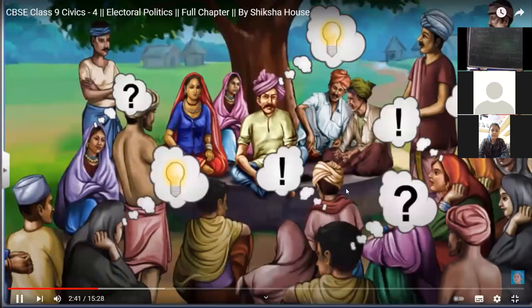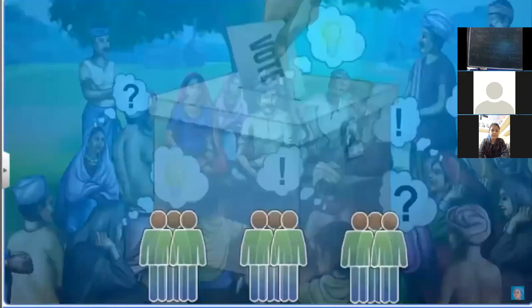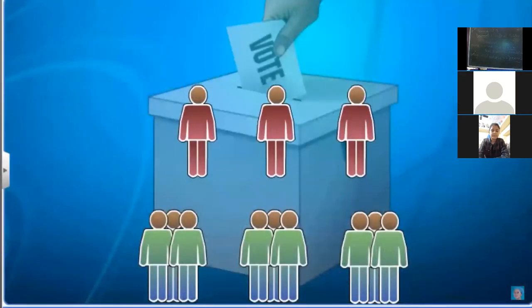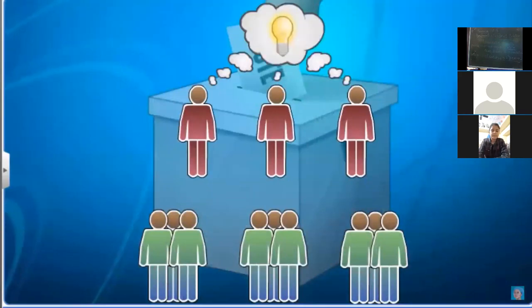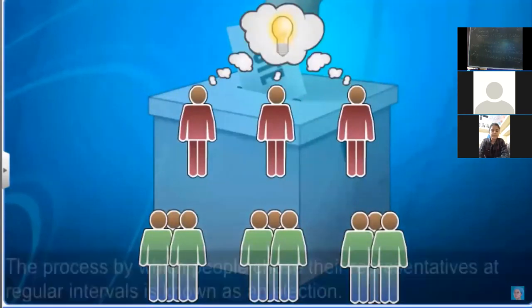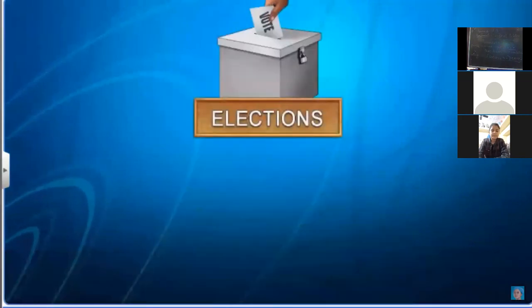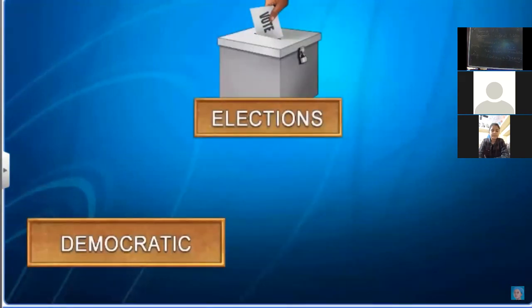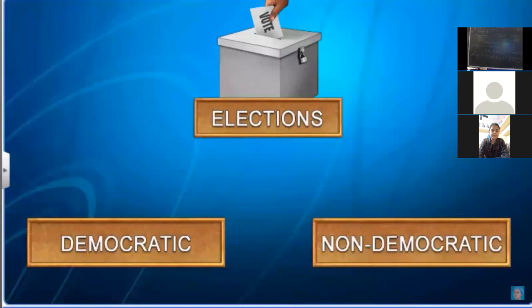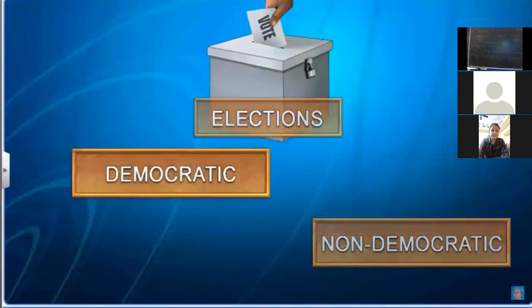Therefore, people elect their representatives to manage these decisions. The process by which people choose their representatives at regular intervals is known as an election. The process of election in democratic countries differs from that of non-democratic countries. Let's take a closer look at the characteristics of a democratic election.